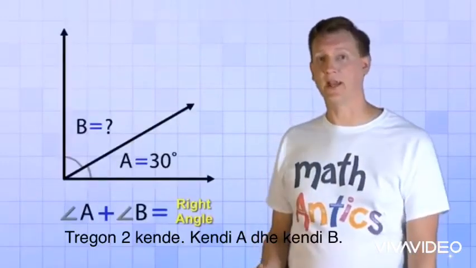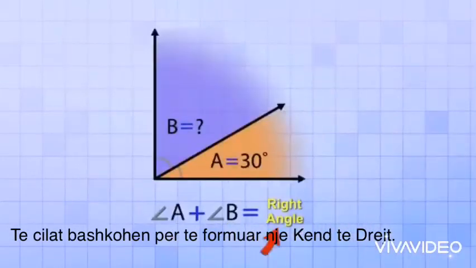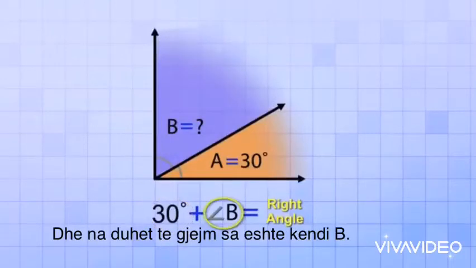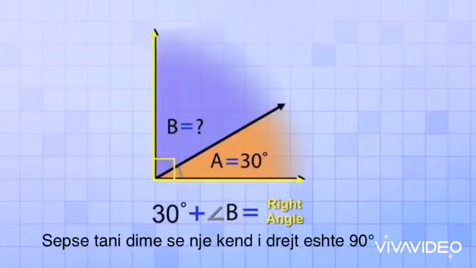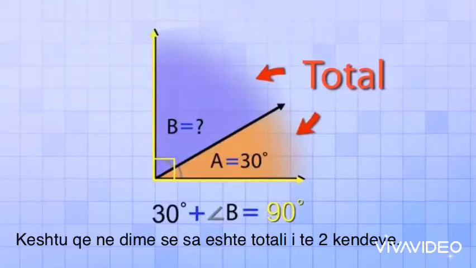It shows two angles, angle A and angle B, that combine to form a right angle. The problem tells us that angle A is 30 degrees, and it wants us to figure out what angle B is. Fortunately, it's easy to figure that out now because we know that a right angle is 90 degrees, so we know what the total of both angles must be.